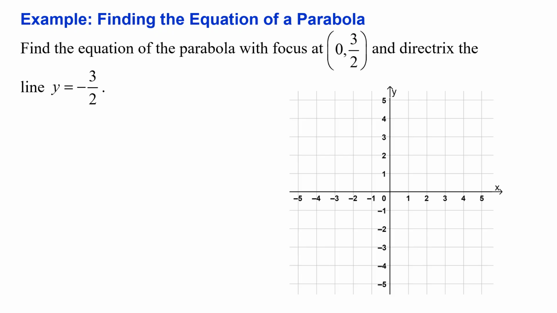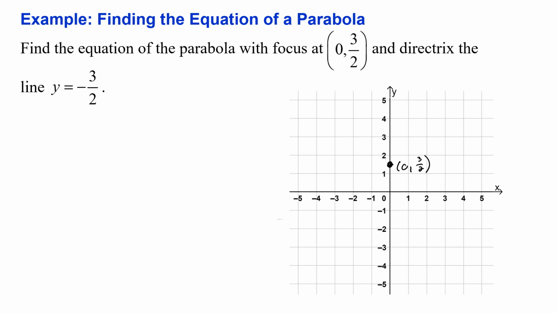In this example, we're told to find the equation of the parabola with focus at the point (0, 3/2), and directrix the line y equals negative 3/2. So to begin, let's plot the information given on the xy grid to start visualizing the graph. Using a rectangular plane with x-axis from negative 5 to 5 and y-axis from negative 5 to 5, let's plot the focus at the point (0, 3/2).